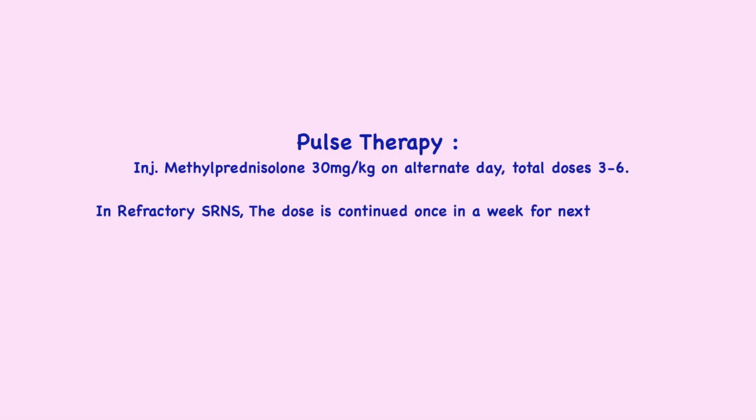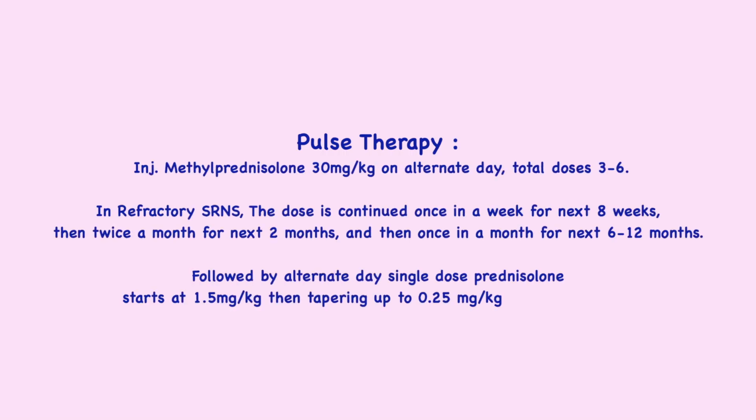Pulse therapy, injection methylprednisolone 30 mg per kilogram on alternate day, total doses 3 to 6. In refractory SRNS, the dose is continued once in a week for next 8 weeks, then twice a month for next 2 months, and then once in a month for next 6 to 12 months. Followed by alternate day single-dose prednisolone starting at 1.5 mg per kilogram, then tapering up to 0.25 mg per kilogram for 4 to 12 months.